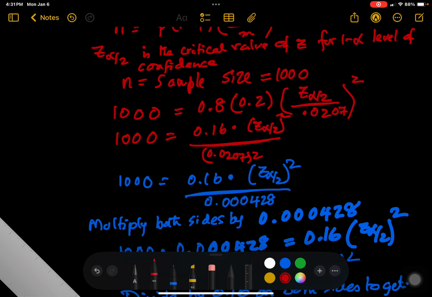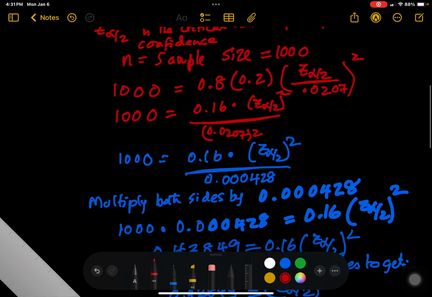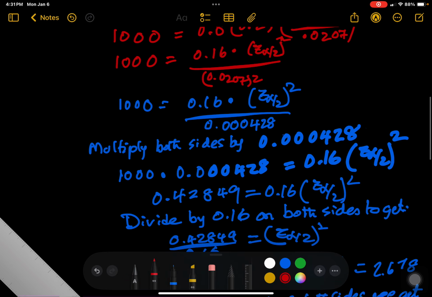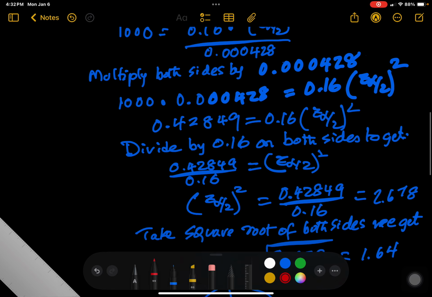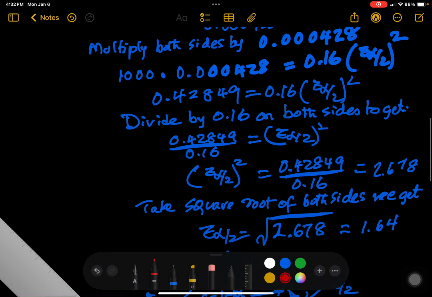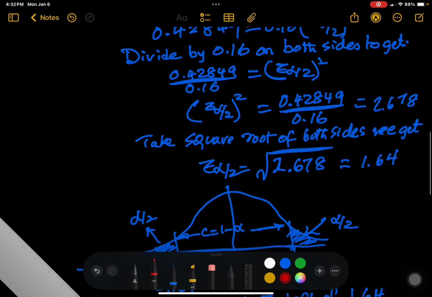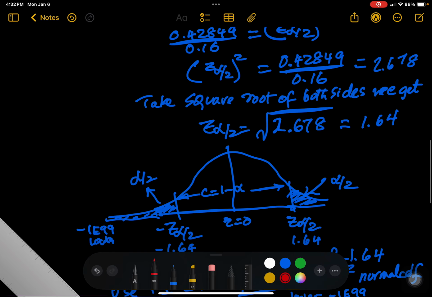Okay, we substitute the values and then we multiply both sides by the value in the denominator on the right hand side, which is 0.000428, and we get 0.42849 on the left hand side of the equation, equal to 0.16 times z alpha by 2 squared. Then you divide by 0.16 on both sides to get the z alpha by 2 squared value, which is 2.678, and you take the square root of that to find the critical value of z as 1.64.